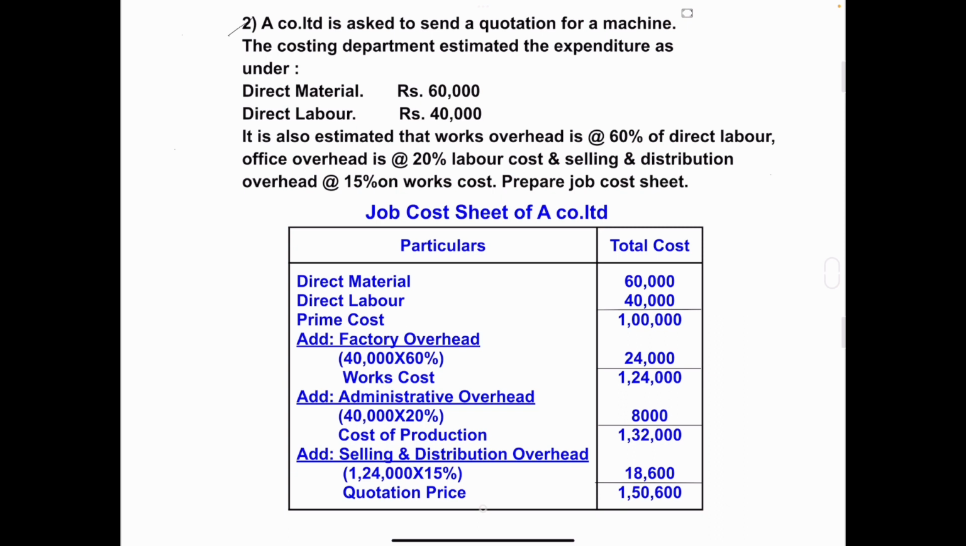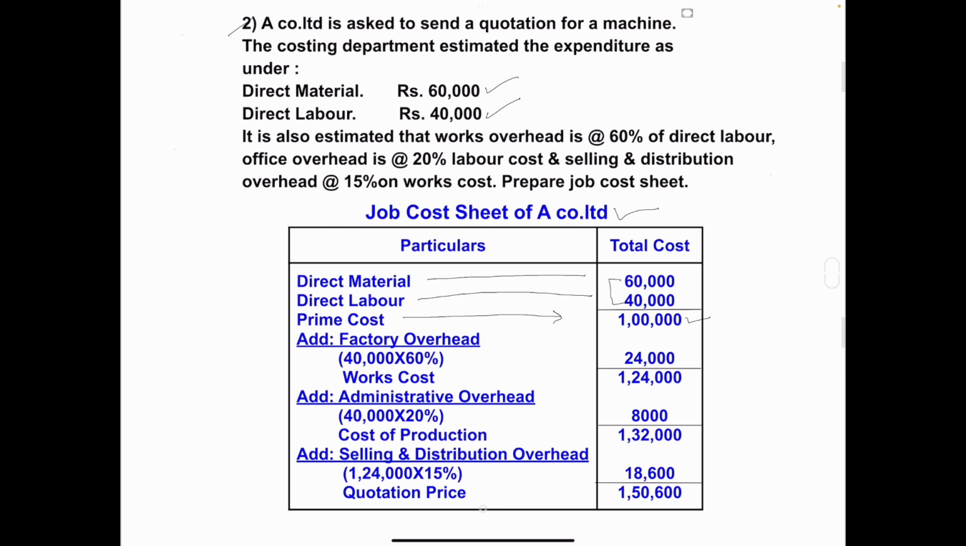Heading, we have to write job cost sheet of A company limited. Particulars, total cost. First, we have to take direct material. Amount is 60,000. Next, direct labor 40,000. And the total of these two figures is 1 lakh. And this is called prime cost. Add factory overhead.